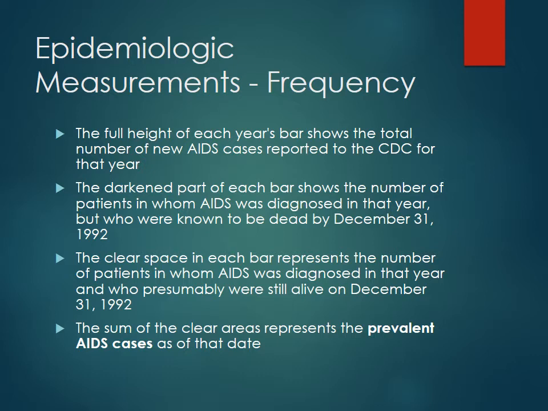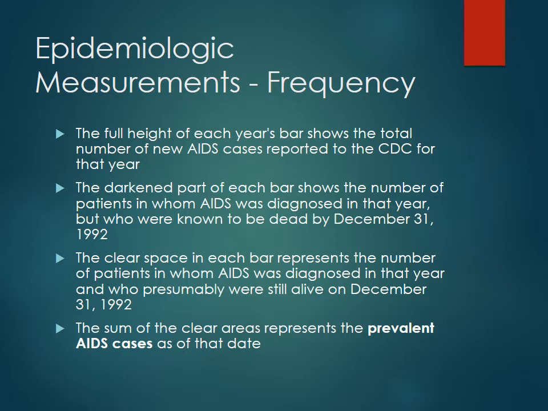So again, just to cover that in detail. The full height of each year's bar shows the total number of new AIDS cases that were reported to the CDC for that year. The darkened part of each bar is the number of patients in whom AIDS was diagnosed in that year, and they were known to be dead by December 31st, 1992. Right, so that's the point prevalence at the end of 1992.